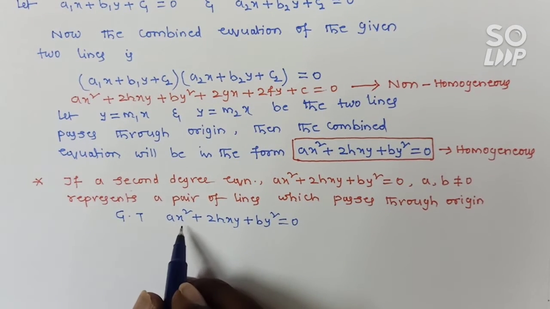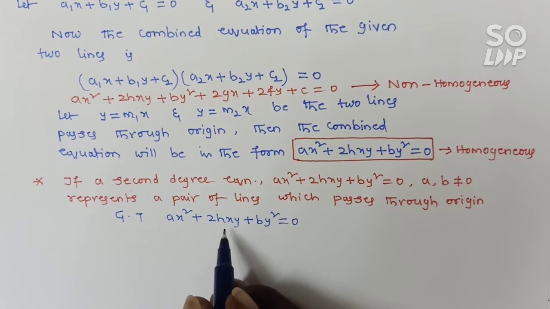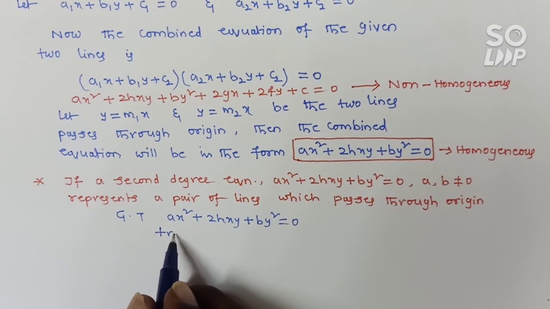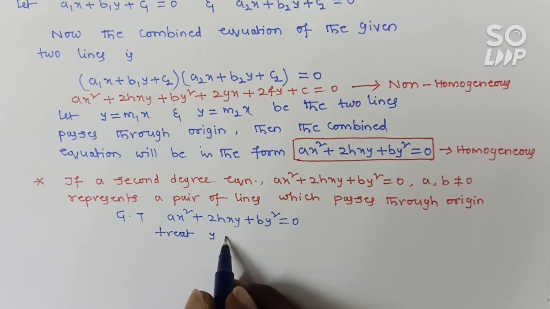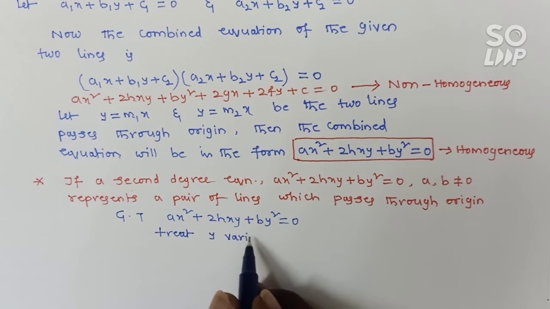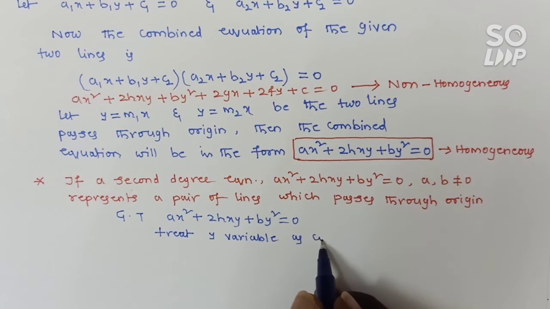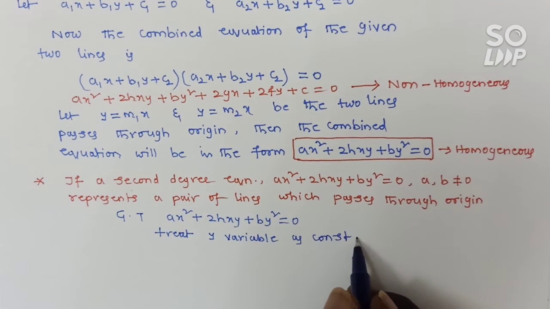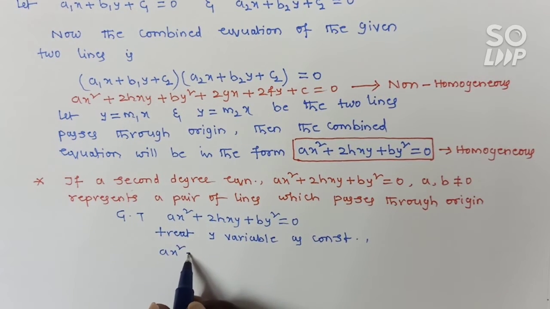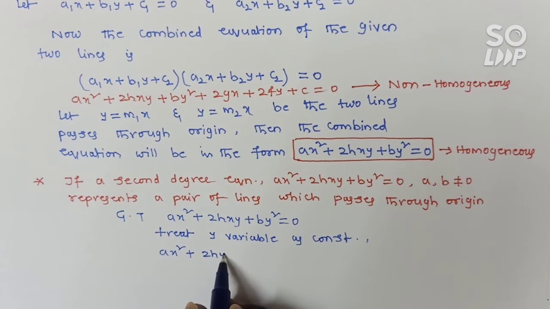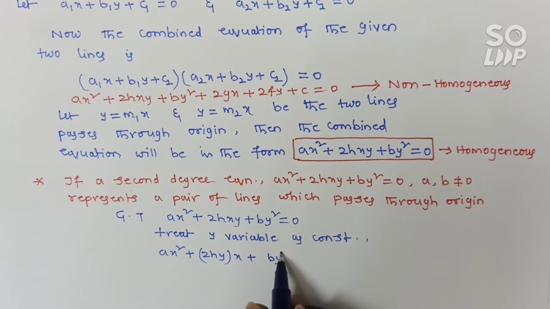Right? Here two variables are there. Consider any one variable as the constant. Here treat the y variable as constant. So the above equation becomes a into x square plus 2hy into x plus b into y square.